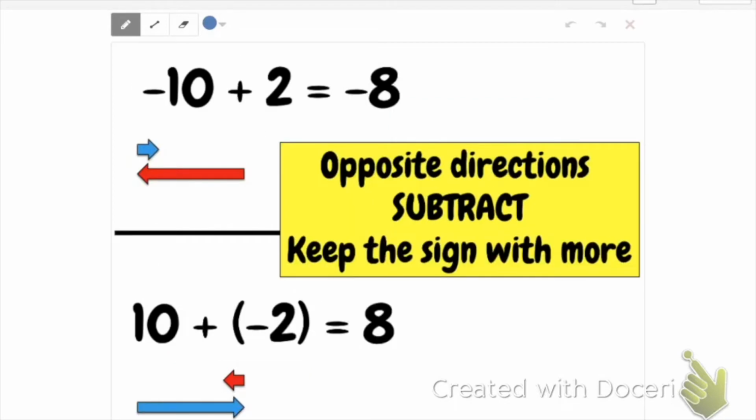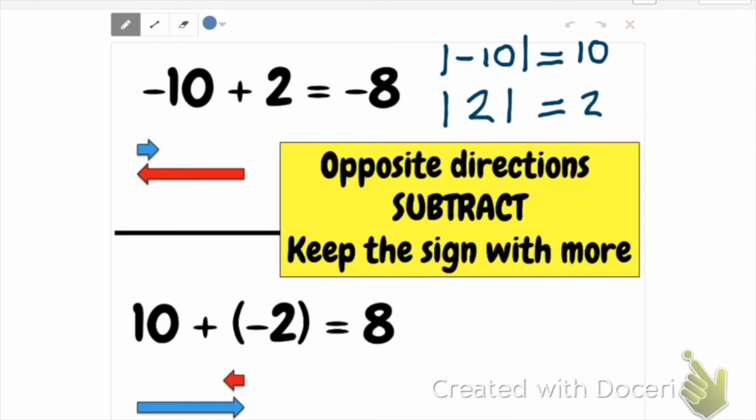The next one I want to review with you is if you have different sign numbers, what you're going to do. The problem I have is negative 10 plus positive 2. First of all, I will take the absolute value of negative 10, which is 10. Then I take the absolute value of 2, which is 2. Comparing those two numbers, I see 10 is more than 2. So I will write down "more negative" since we have the negative 10. That means my answer is going to be a negative answer.